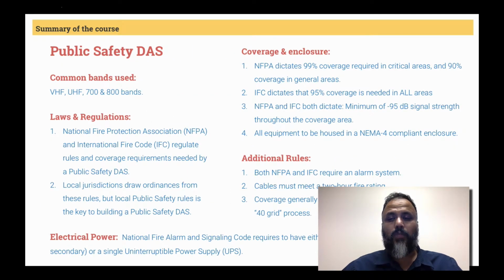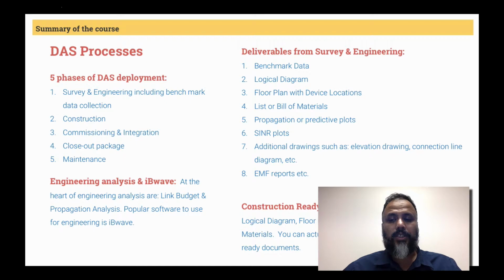We talked about common bands used in public safety DAS, laws and regulations guiding this kind of network, as well as coverage, power, alarm and monitoring requirements, etc. Understanding processes needed to deploy DAS is very important to be able to manage a DAS project. We talked about 5 such processes, discussed software used for engineering and deliverables that come out of survey and engineering, and principal documents you need for construction.